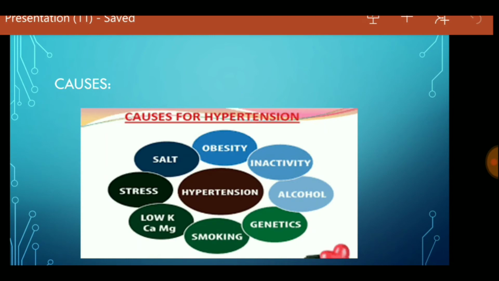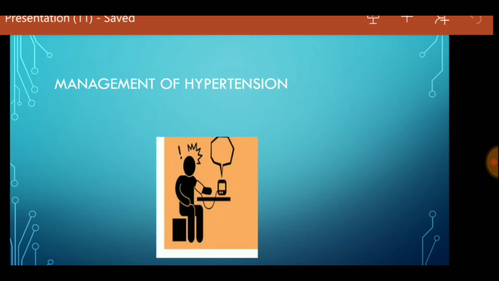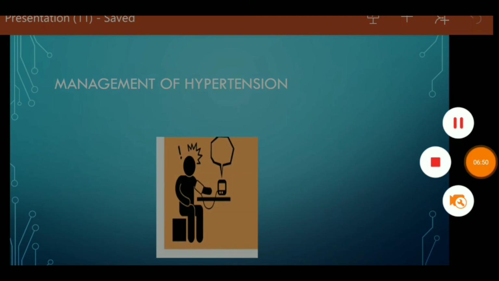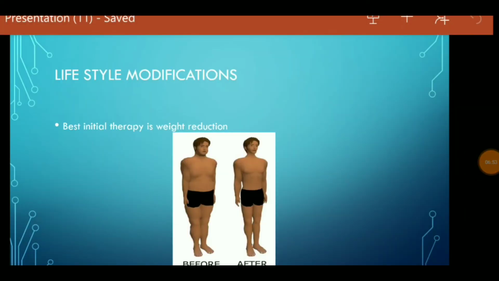Okay, let's discuss our next topic, that is how to manage hypertension. First we are going to discuss lifestyle modification. The best initial therapy is weight reduction by doing physical activities and going to the gym, and therefore we reduce our weight from normal. It leads to a decrease in BP, because less blood needs to be supplied to all the parts. The tissue content is decreased, then the pressure also decreases. This is the best initial therapy, that is weight reduction.